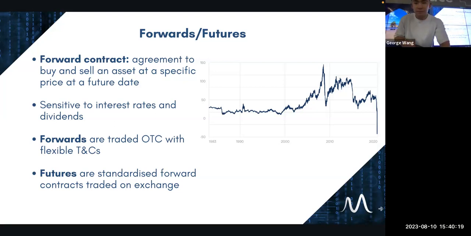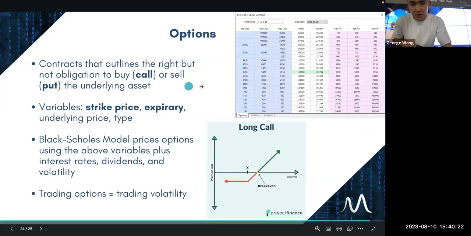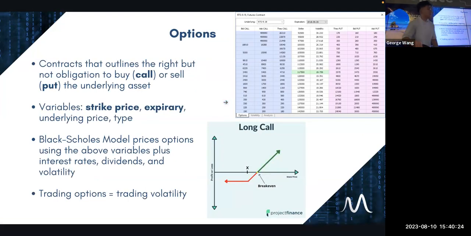All right, fun discussion. Now we have options. This is one of my favorite derivatives. An option, just like the name suggests, gives you the right, but not the obligation, to buy or sell an asset at a specific price at a specific time. A call option allows you to buy.